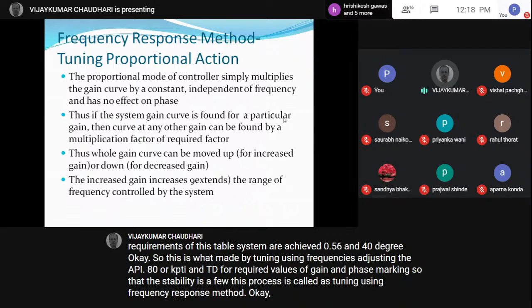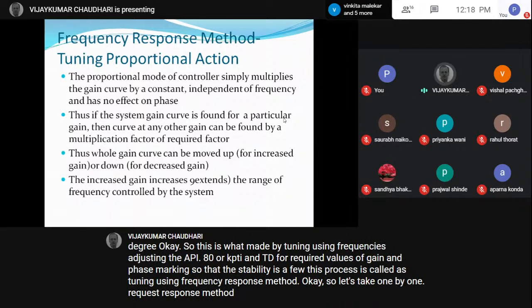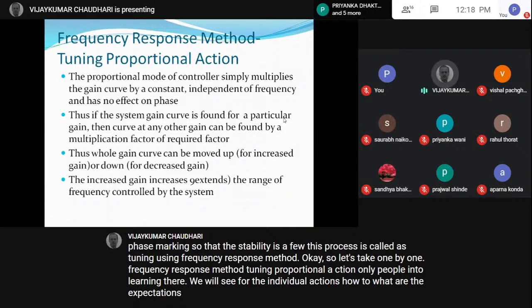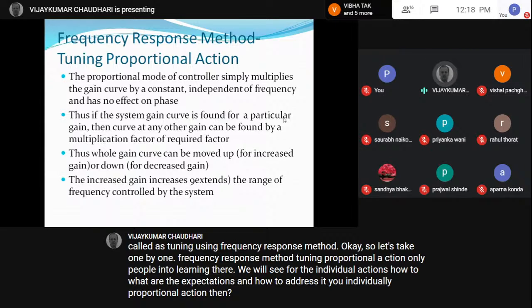So let's take them one by one. Frequency response method, tuning proportional action. So only a P controller is there. We will see for the individual actions what the expressions are and how to adjust them: proportional action, derivative action and integral action, and then we can adjust this for PI, PD, and PID.